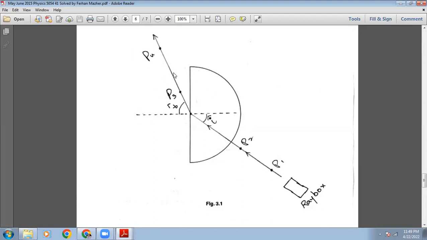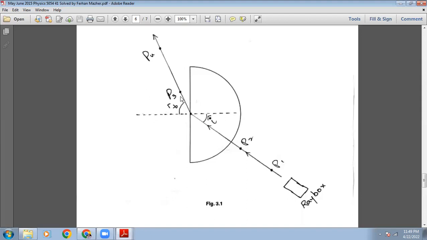Then remove everything. Join P4 and P3 up till the point of emergence, and join P1 and P2 with each other with the help of a scale and the pencil, and take this line straight to this point. Then check what is the angle between the incident ray and the normal here. That's the angle of incidence in the glass.